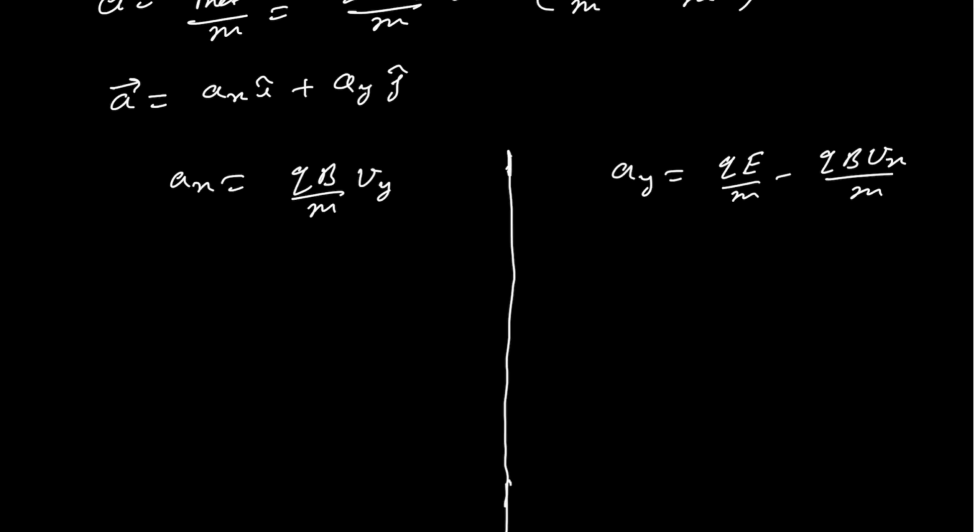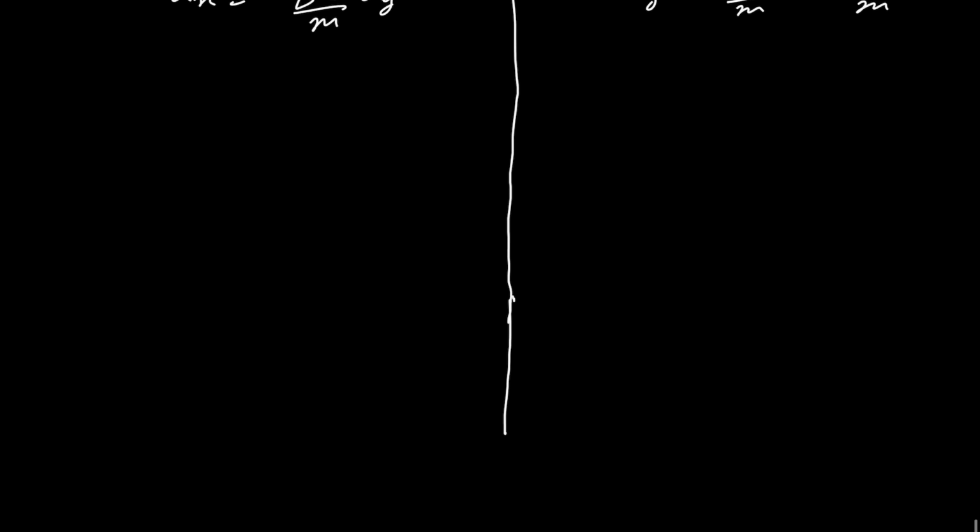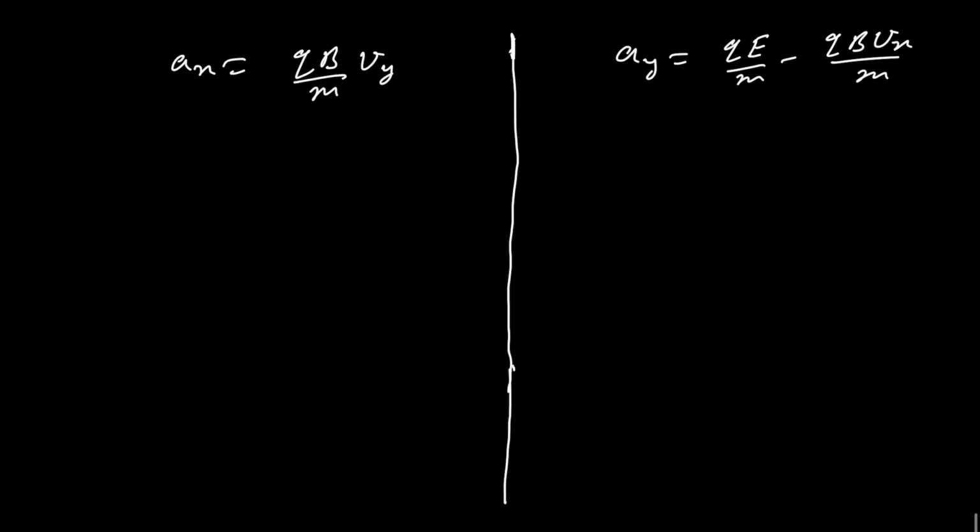So how to solve this problem? To solve this problem, what we will do is analyze the motion along the y-axis on one side and the motion along the x-axis on the other side. So let's start with the motion along the y-axis. If I differentiate this ay with respect to time, what we will get is d by dt of (qE by m minus qB Vx by m).